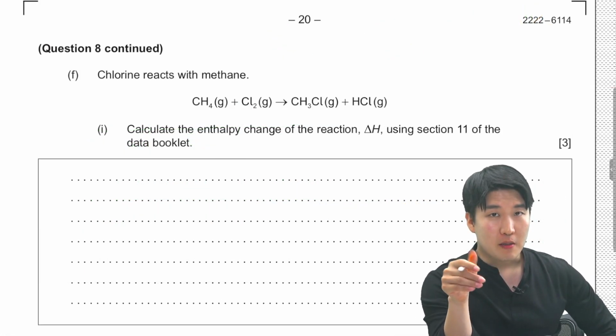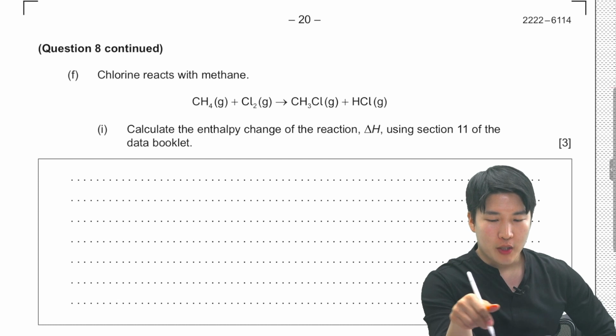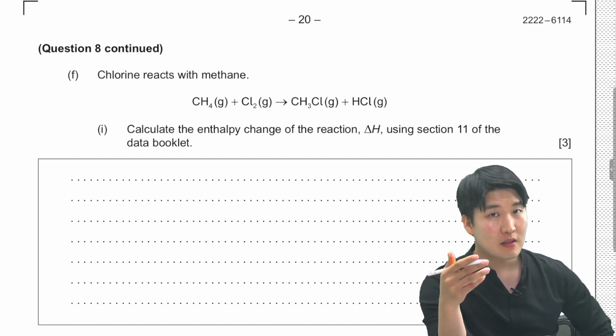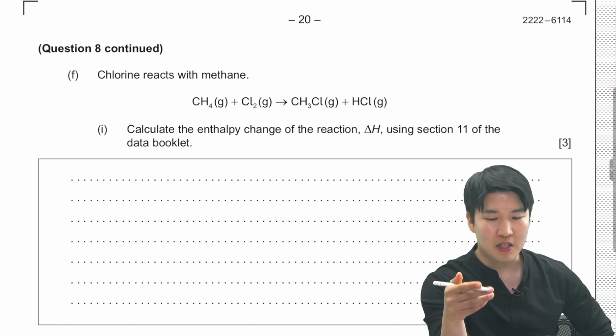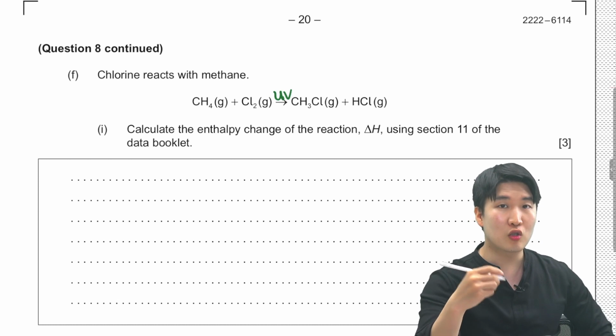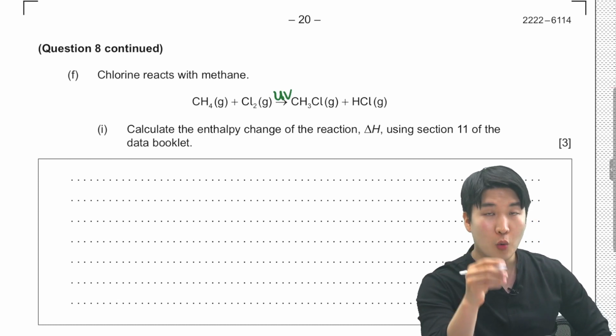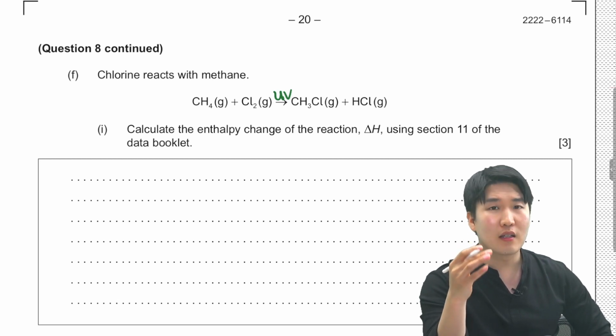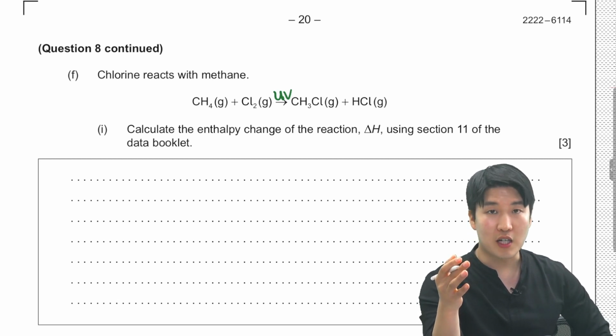What reaction is this? Methane is reacting with chlorine to become chloromethane. That's a free radical substitution reaction. We need UV light to supply the energy to initially create the chlorine free radical. And we're going to look at the energetics of this reaction.